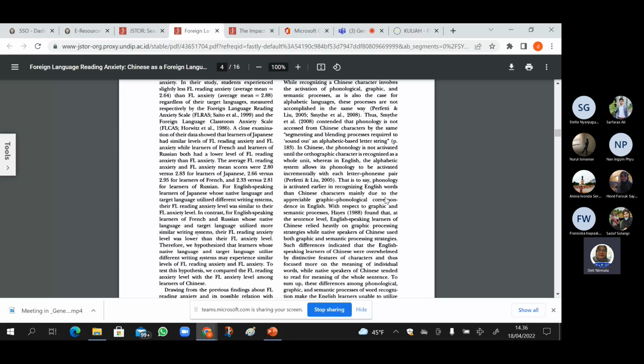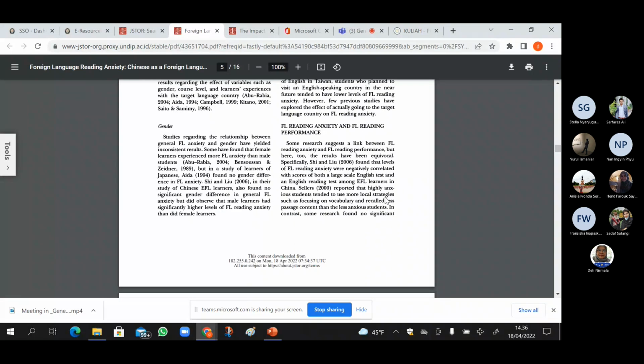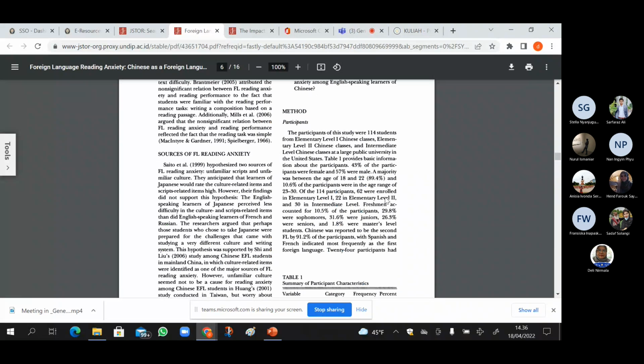Yeah, so you have to browse the measures, about the measures. Sources of FL reading anxiety. What are the sources? Unfamiliar scripts and unfamiliar culture. But in speaking, maybe there are different or maybe the same sources. But this is Saito, 1990.